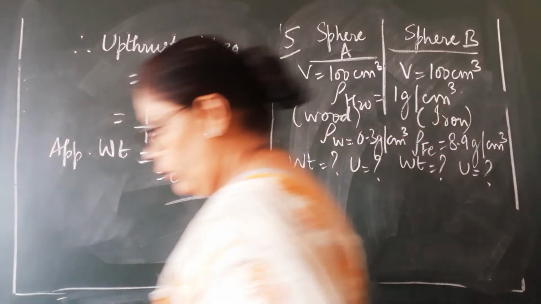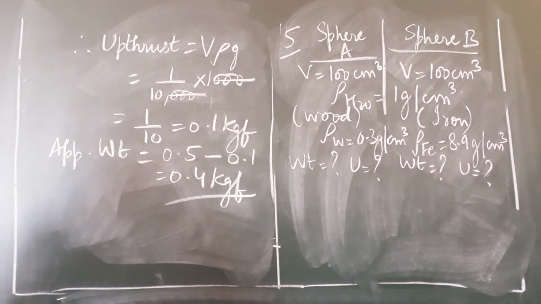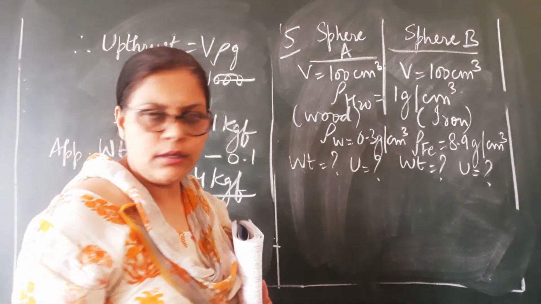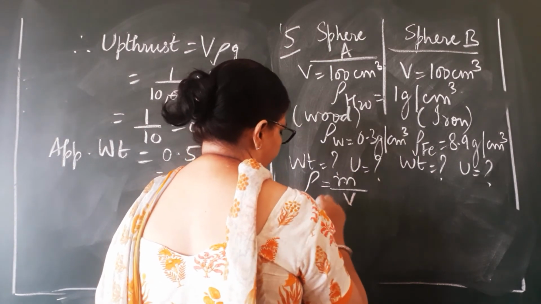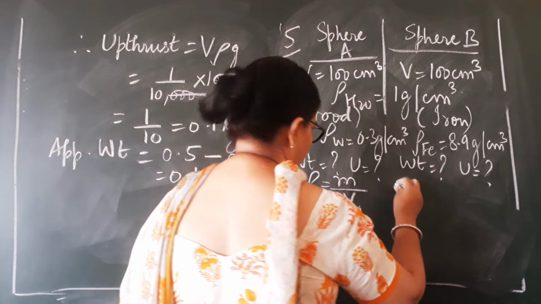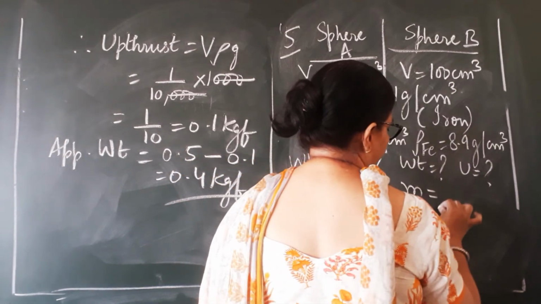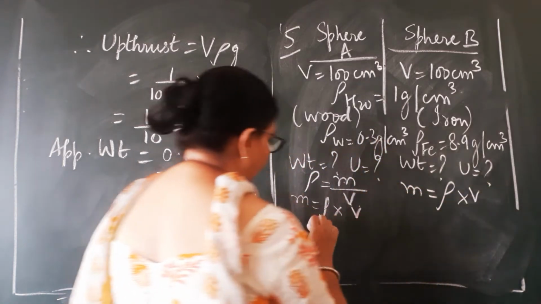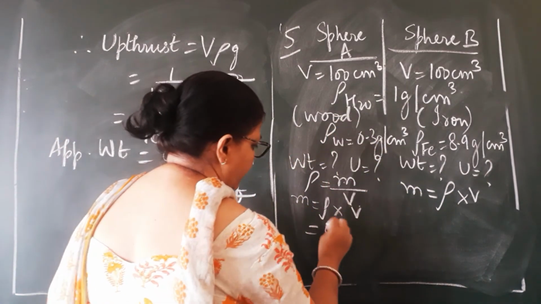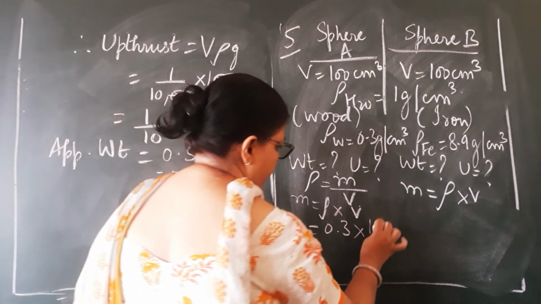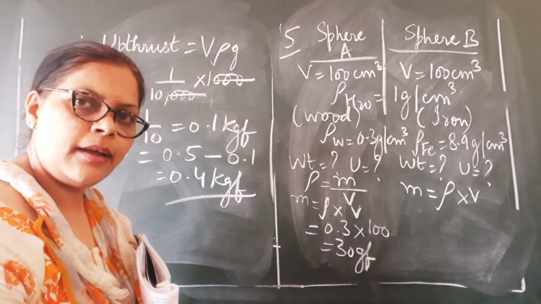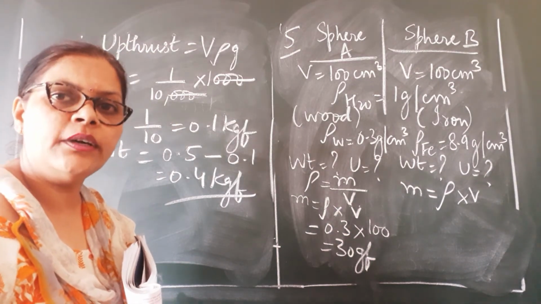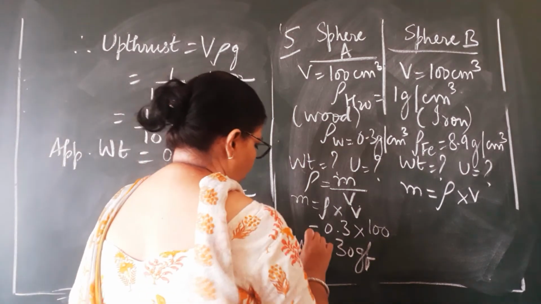Okay. So how do we go about it, children? First of all, we will find out the weight. Weight corresponds to mass. So we will use the formula density is mass per unit volume. We need to find out the mass, so that will be density into volume in both the cases. Let's put the value. What's the density over here for wood? 0.3 into what's the volume? 100. So what's your answer? 30 gram force. Mass is in grams, but we have to find out weight, so we will take the unit as gram force. So this is the weight.